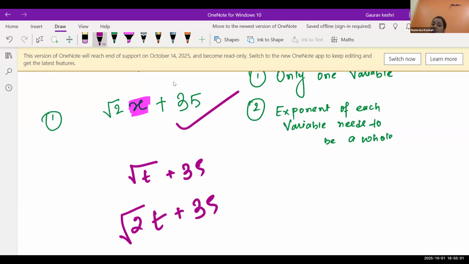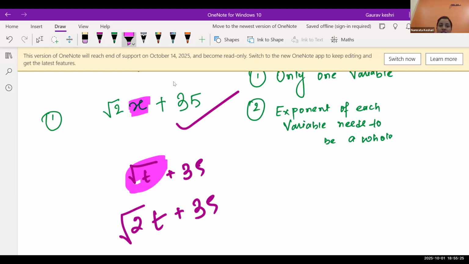The first one is not a polynomial. Only one variable, t, is involved, to the power 1 by 2. Yes, rule number one is true. Rule number two: t to the power 1 by 2. This root t means t to the power 1 by 2, and due to that, it's not a polynomial. But the second one is a polynomial. Clear?